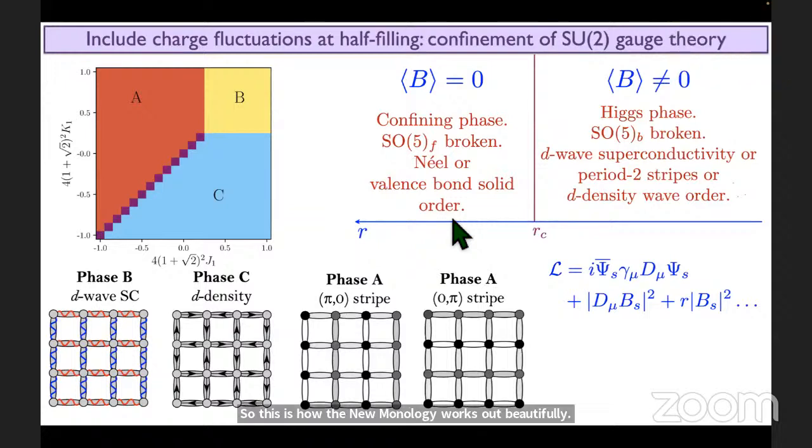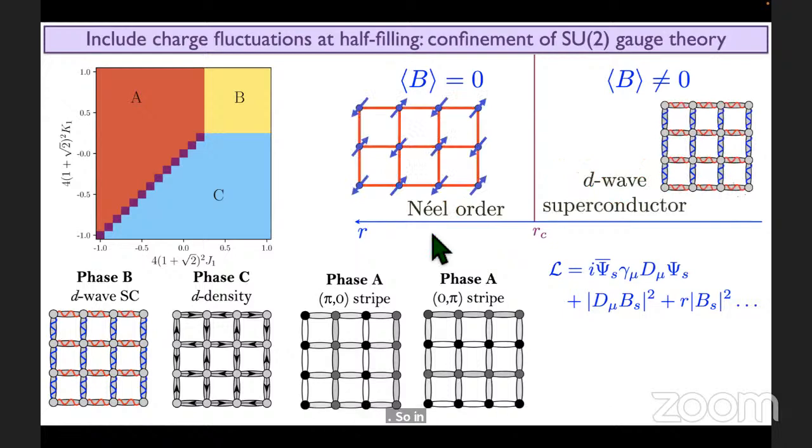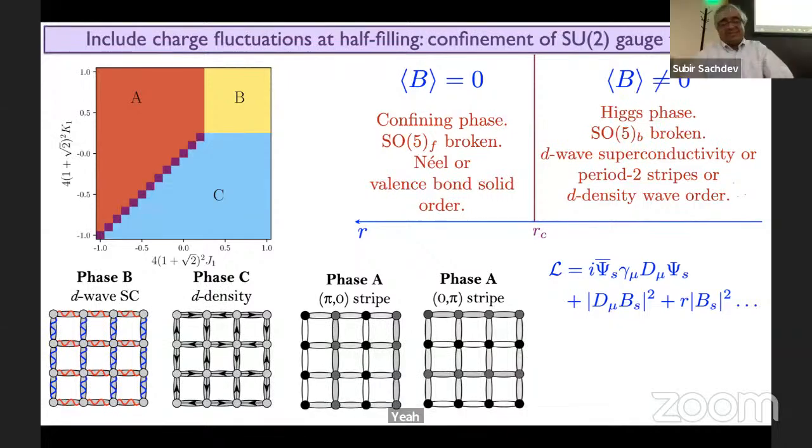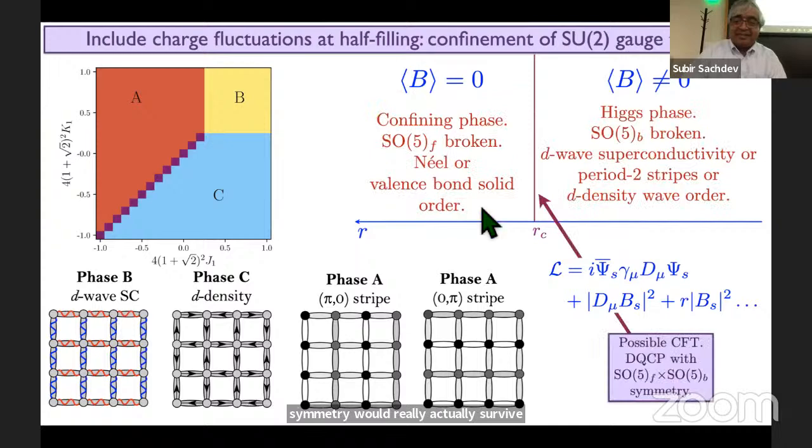Subir, I have a question here. Yes. So is the boson relativistic or non-relativistic? Because the bottom boson band has a quadratic dispersion relation. Of course, yes. No, this is only for quadratic, and there can be all kinds of quartic terms, and who knows whether the SO5 cross SO5 symmetry would really actually survive. But we can at least postulate at the level of conformal field theories that if the quartic terms are all just right, there's a fixed point, which is a deconfined quantum critical point with SO5 plus SO5 symmetry. And I think there's a reasonable chance it actually exists in the space of conformal field theories because it's got plenty of massless particles to confine the SU2 gauge field.